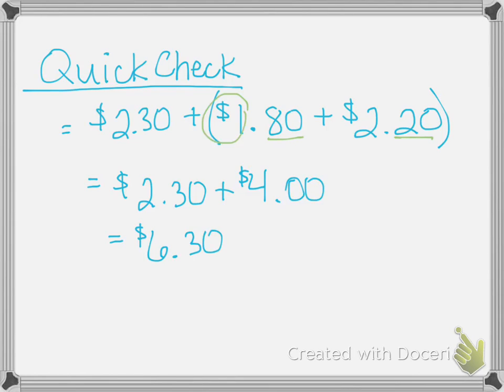So I have $1 plus $2, that's $3. Then the 80 and 20 make another dollar. So altogether that is $4. So now I rewrote my equation to say $2.30 plus $4, and I can easily add that together in my mind, mentally, to get $6.30 as the total cost.